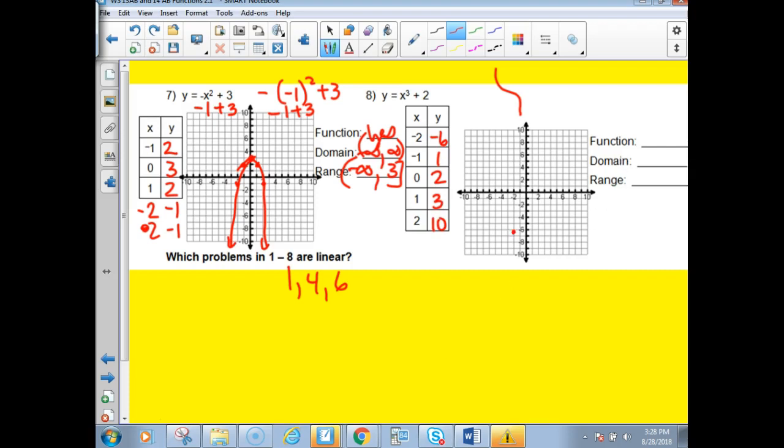-2, -6 is here. -1, 1 here. 0, 2, and then there's a twist right in here. I'll just show you the twist quick. It comes from way down low, and then it always twists right in here where a couple points are close together, and then it just zooms up. So it is a function, and its domain and range are both negative infinity to infinity. I said that wrong.